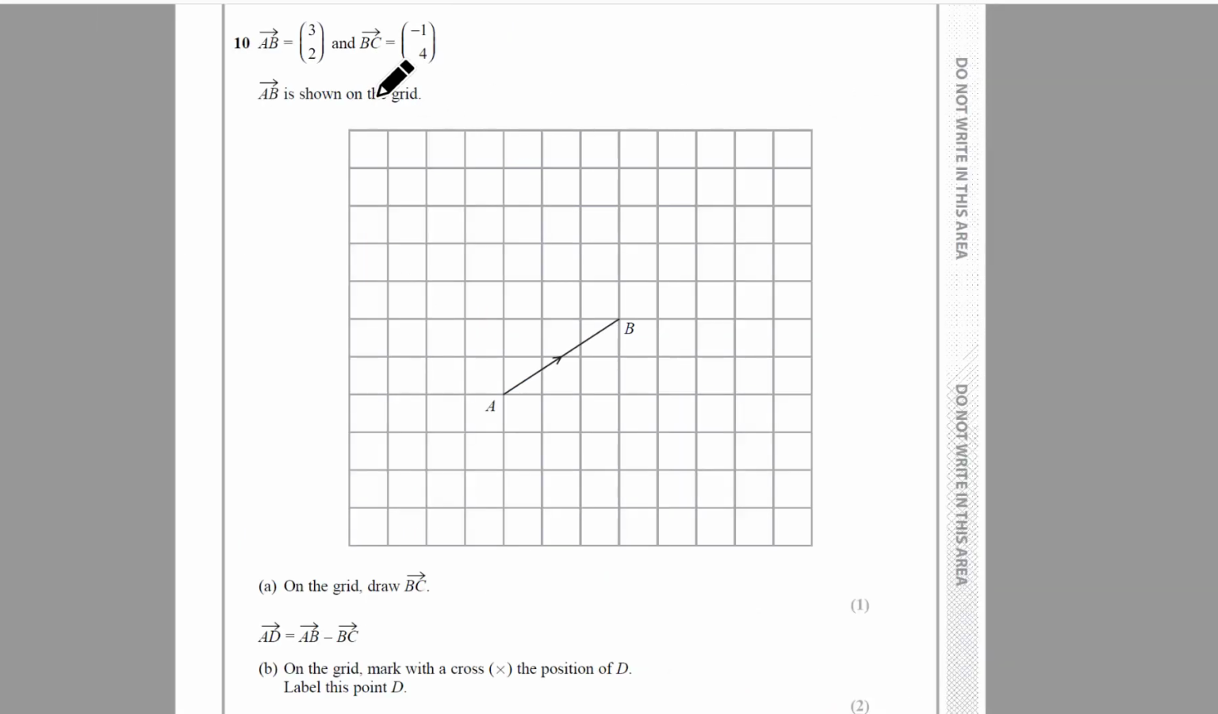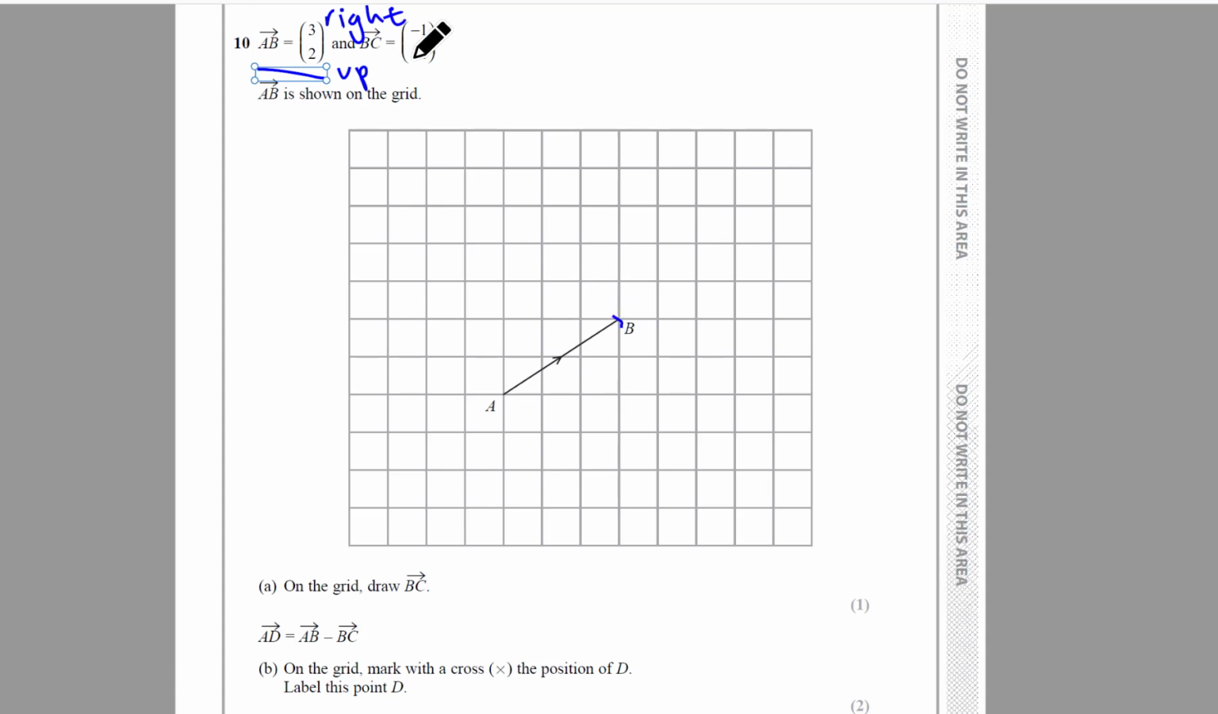We have this vector, so remember the number at the top is left to right, so it's positive, so that's 3 to the right, and 2 is positive, so that's 2 up. So you can see that's going 3 to the right and 2 up.